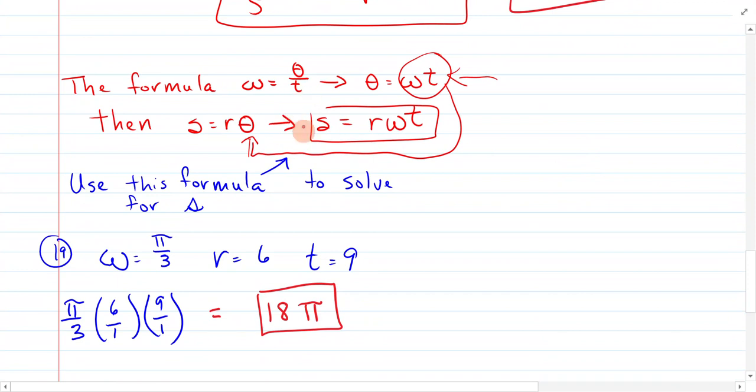And the formula, so I'm showing you here how you can manipulate the formula. W equals theta over T. So if you multiply T over here, you've got theta equals WT. If you know arc length is S equals R theta, then you can substitute this for theta here and you get S equals RWT. So in this one, we're given W, R, and T. And we know here, if we're supposed to be solving for S, we just multiply all of those and we get 54 over 3 pi. That's 18 pi.